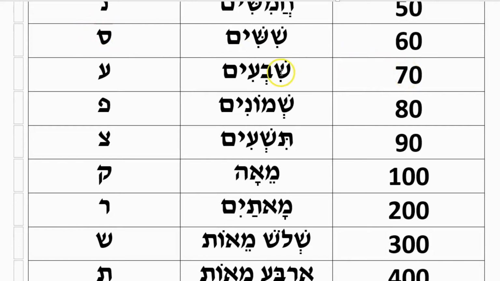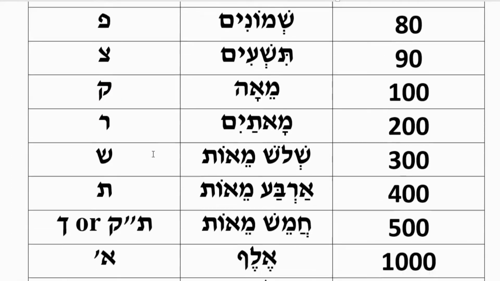70, Shivim, that is written as an Ein. 80, Shmonim, that is written as a Peh. 90, Tishim, that is written as a Tzadi.